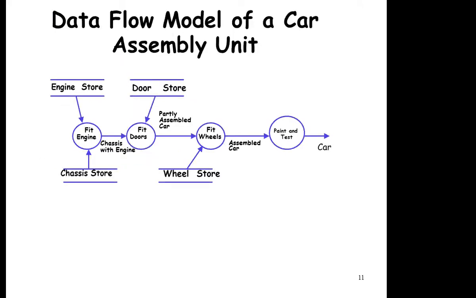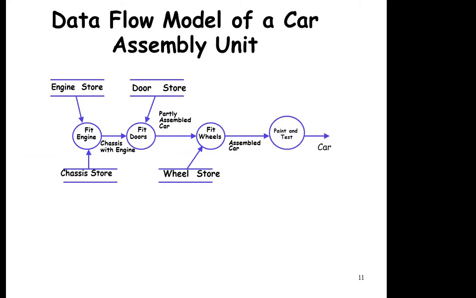So this is the simple data flow model for a car assembly unit system. What are the main functions of the car? The main function is to fit the engine, then fit the doors, then fit the wheels, and then paint and test. So your car is ready.